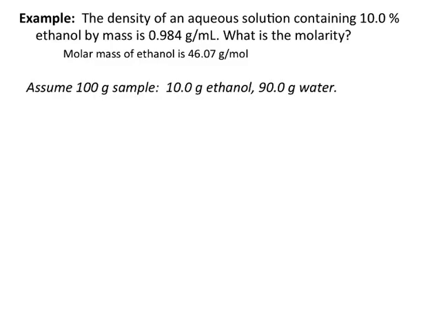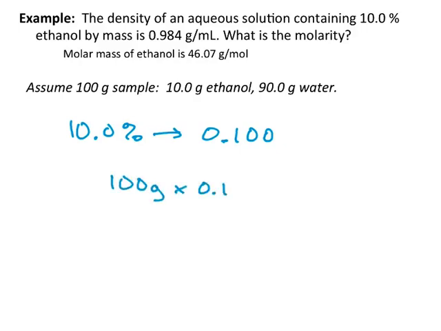So first, assume some sample size. If you have a percent by mass, it's very easy to assume a 100-gram sample. And that means that you have 10 grams of ethanol in your sample. And the math that shows you this is 10% is the same as saying 0.100. You can turn the percent into the decimal form. Then you just multiply. You have a 100-gram sample, and you multiply that by the percentage as a decimal, and then that gives you 10.0 grams.